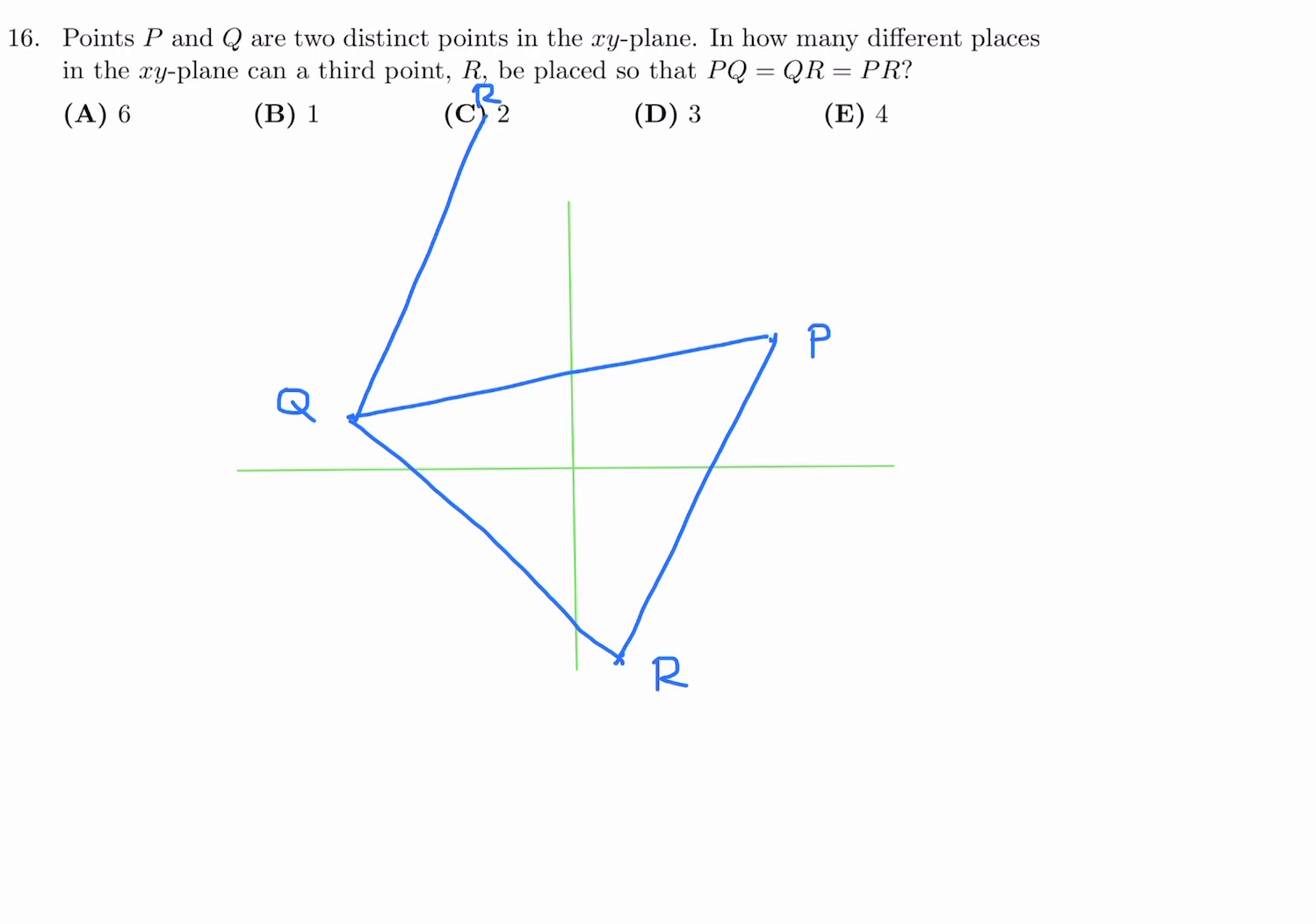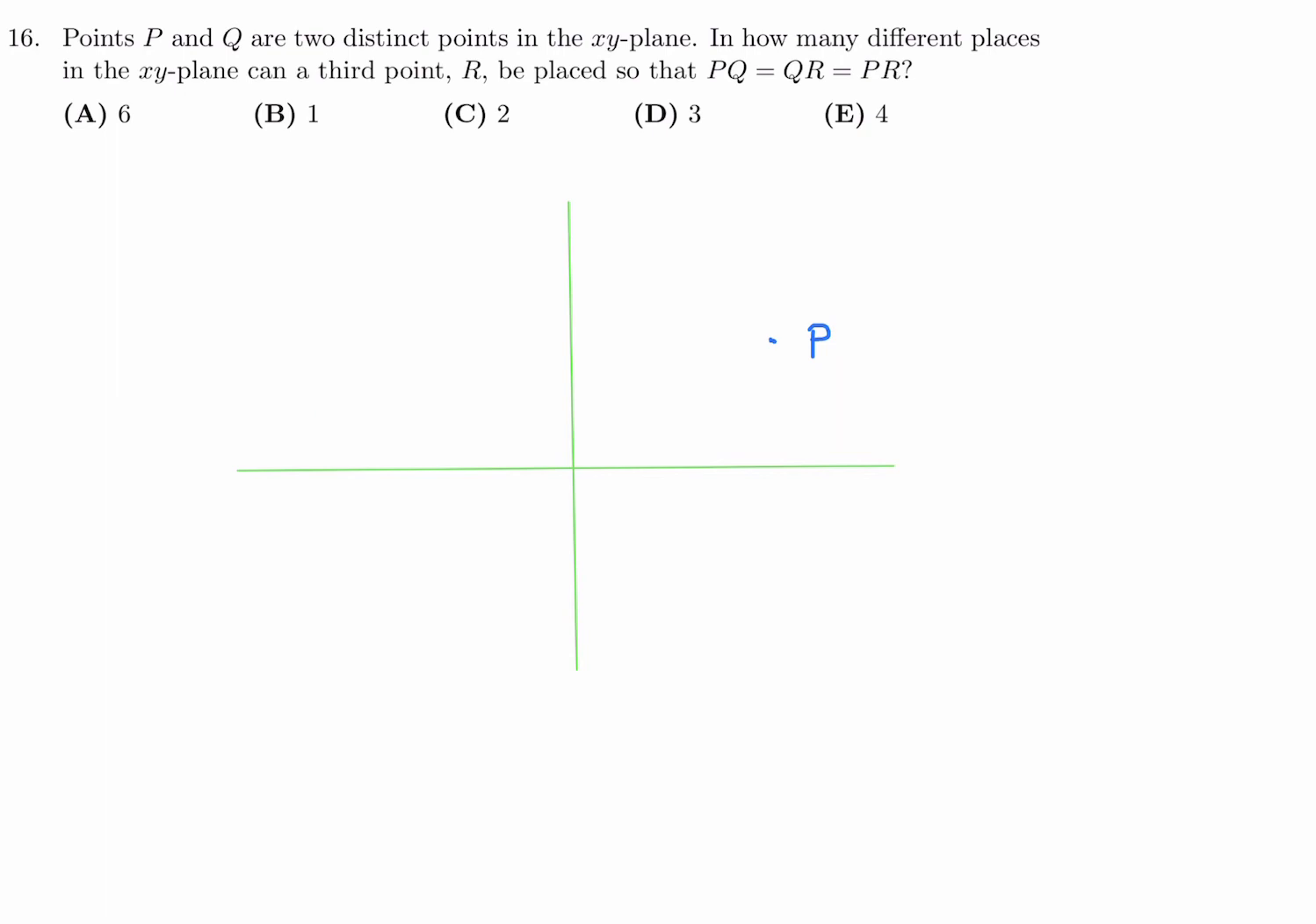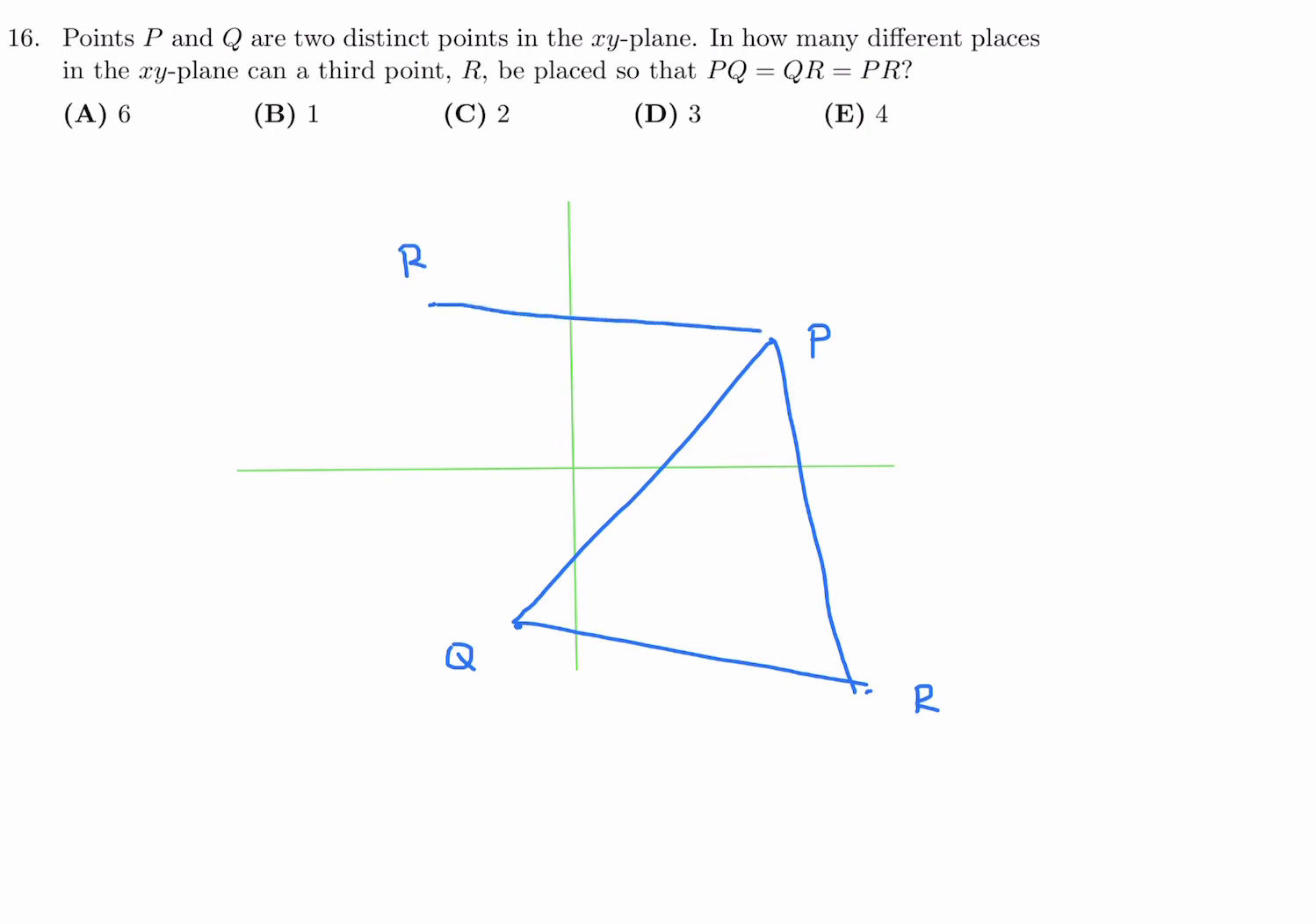So I think the answer is 2, but let's just see if that holds true in another scenario. Let's put the Q in another quadrant. So let's say the Q is here and see what happens. Well, I think the answer would be pretty much the same, because if an R is placed here, I can make an equilateral triangle. And if an R is placed here, I can make an equilateral triangle. So as you can see, when you experiment, you see that there's really only 2 ways of placing the R. So number 16, the answer is C.